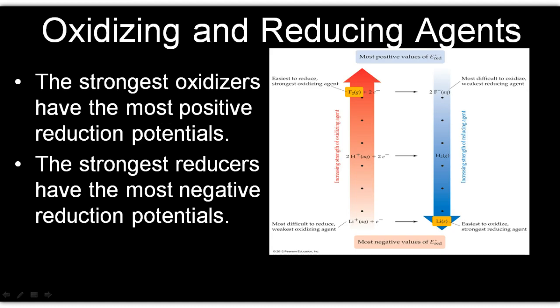And we can look at some different potentials here. For strong oxidizing agents, fluorine is a very strong oxidizing agent, which means it gains electrons. It's an agent, so it gains electrons. It itself is reduced. And you can look at the opposite going over here for lithium. Lithium is going to lose electrons, so it's very easy to oxidize, and it's a good reducing agent.